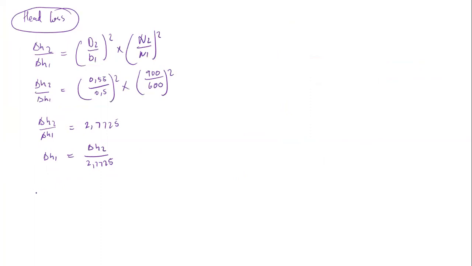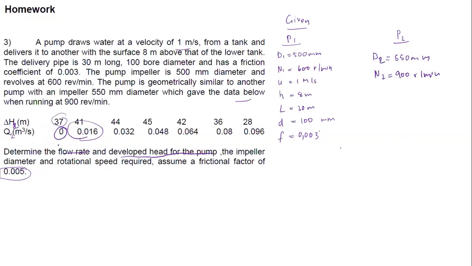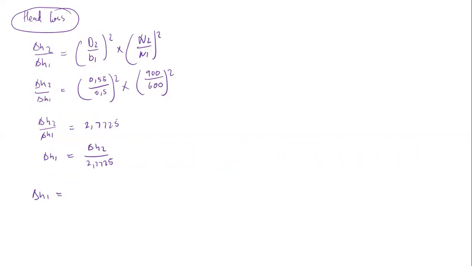So again, to determine delta H1, we're going to start by substituting individual values for H2, right? The first one, like I said, was 37. So we're going to substitute 37 divided by 2.77, 2.7. Oh, yeah, it's supposed to be 2, I guess. You can confirm it with your calculations. Yeah, it's supposed to be 2.7225, and then we divide 37 by it.